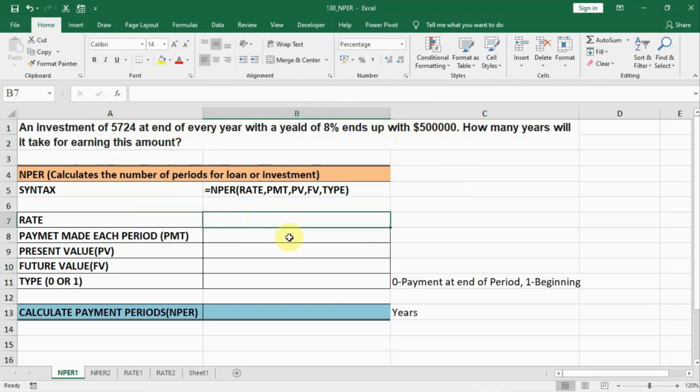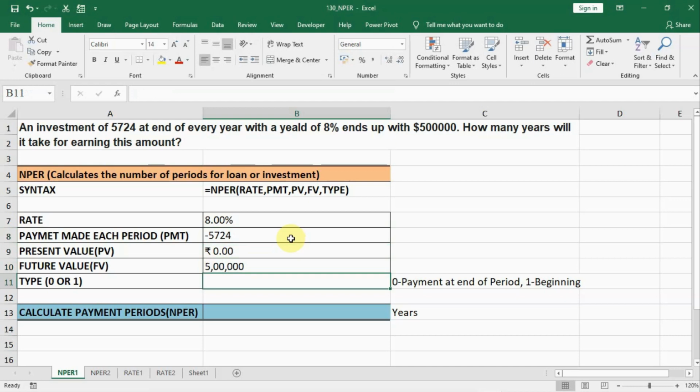We'll write down rate is equal to 8%. Payment made each period is 5724. We'll write down minus 5724 because we are paying this amount. Then present value is 0. Future value shall be equal to 500,000.